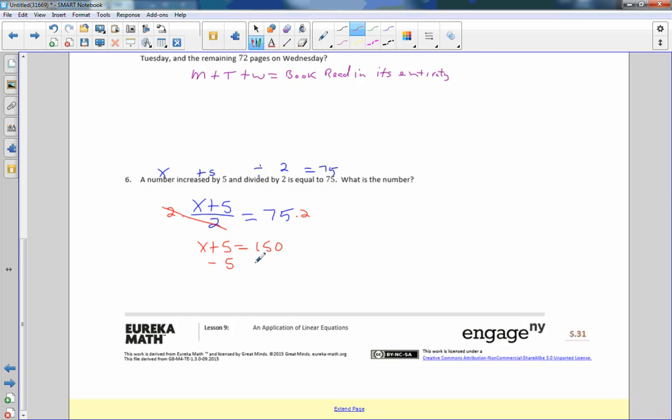And I'm then going to subtract 5 from both sides. And I'm going to get x equals 145. Okay, so if I increase 145 by 5, that's 150, and divide that by 2, I do get 75.